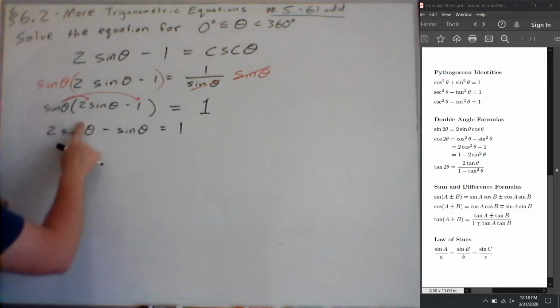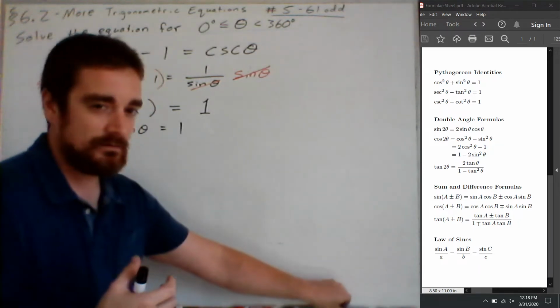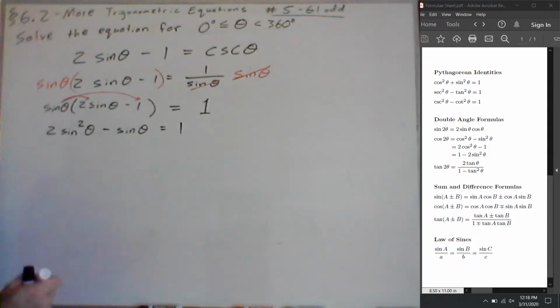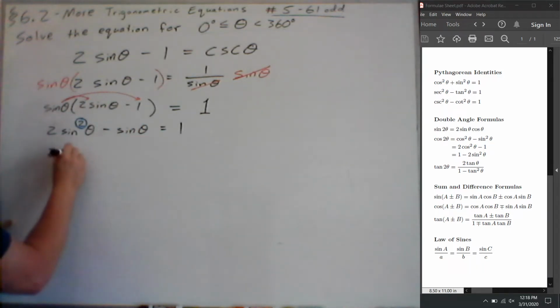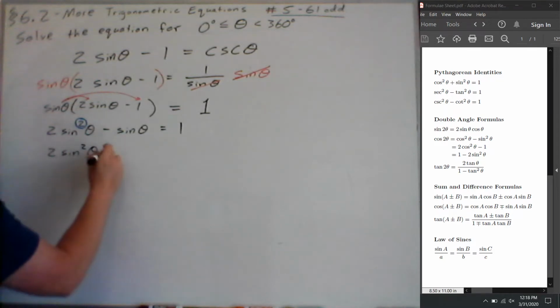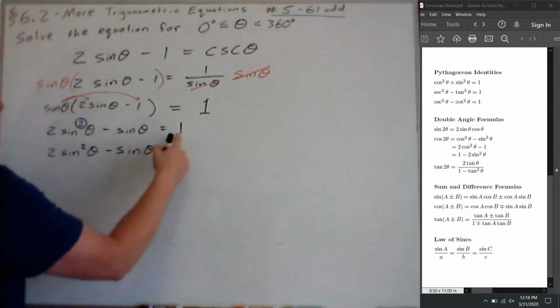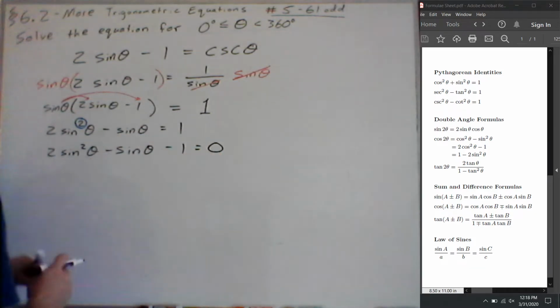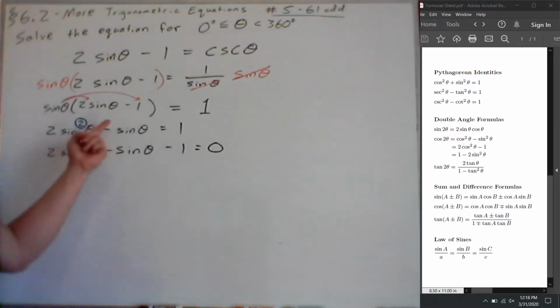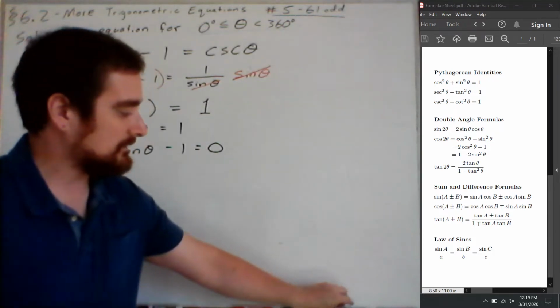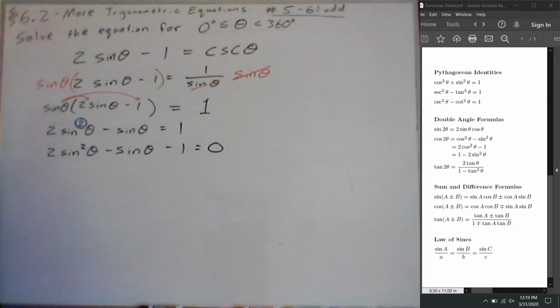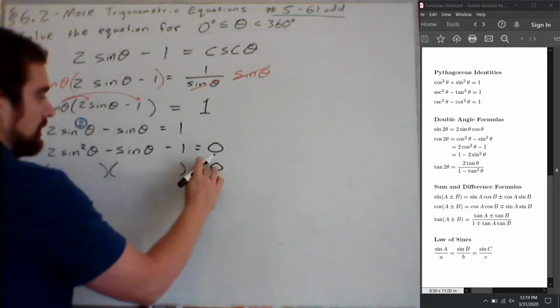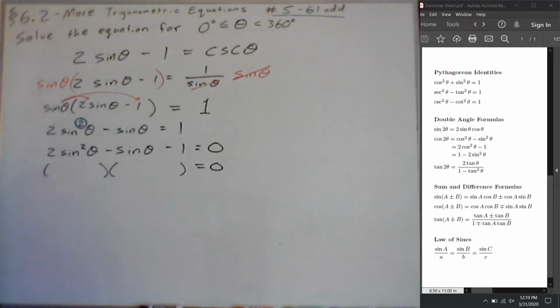Now, that sine squared of theta should kind of get your brain thinking, oh, this is like one of those quadratic style equations where if I get everything on one side set equal to 0, I might be able to factor it. And indeed, that's what we're going to do. I'm going to look at 2 sine squared of theta minus sine of theta minus 1 equals 0. So I'll subtract 1 on both sides to get the right-hand side set equal to 0. Now we can try and factor this thing and set each factor equal to 0. Again, we love that zero product property specifically for that reason.